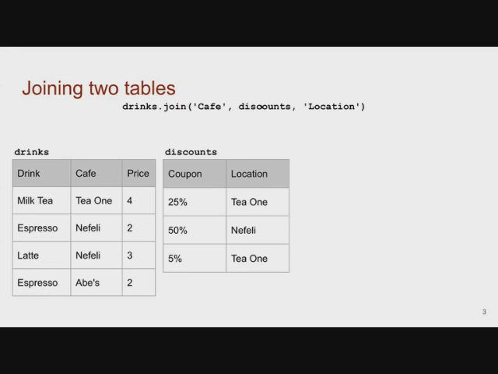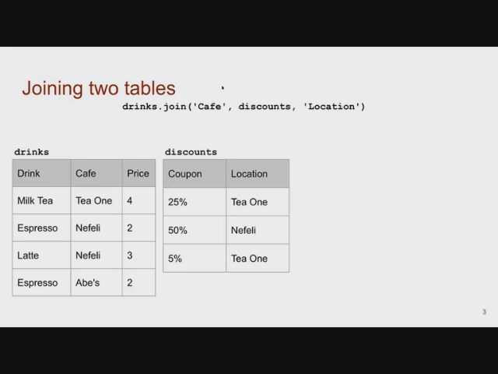Okay. And then the second argument is going to be the table you want to join with. The first table, drinks, is implicit because we're calling the join method on the drinks table. So that's where the first table comes from. It comes from the method call itself. The second table, the thing we want to join the first table with, is specified here. This is discounts, which is going to be a table. And then the last argument to the join is going to be the column that we're going to join on in the second table.